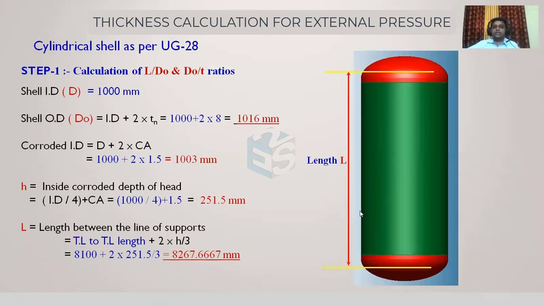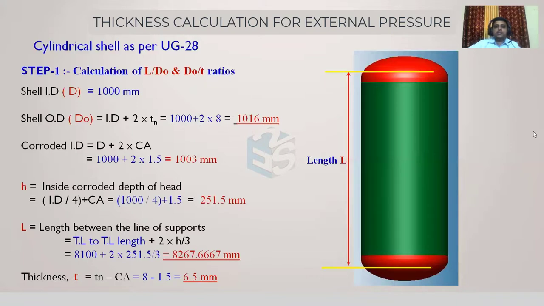So I hope you are understanding. This is very, very important to find out the correct length which is to be considered in the L by DO ratio. So we are done with the length. We have found out the length out of this. Now let's calculate the thickness. OD also we have calculated. That is ID plus 2 times nominal thickness. So we are done with length, we are done with DO. Now what is the T?